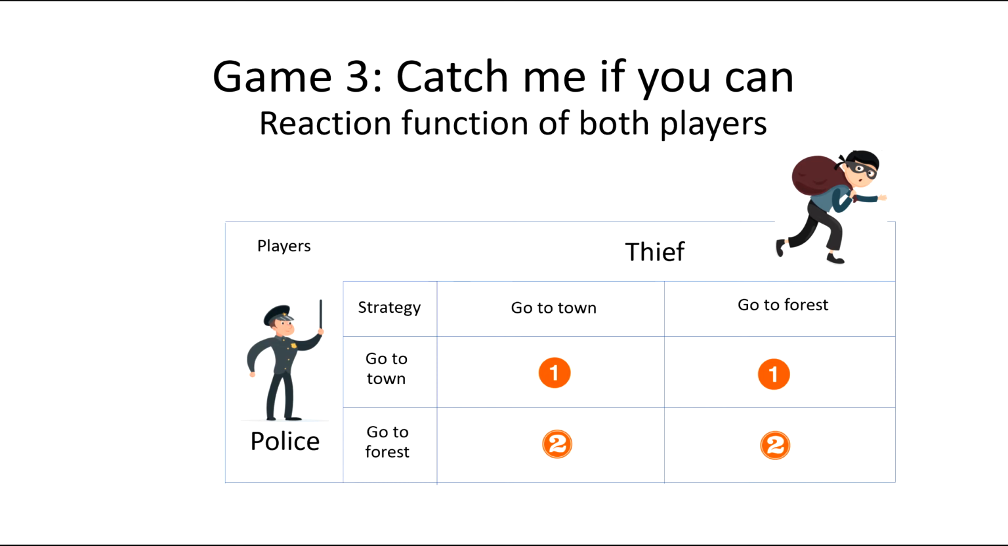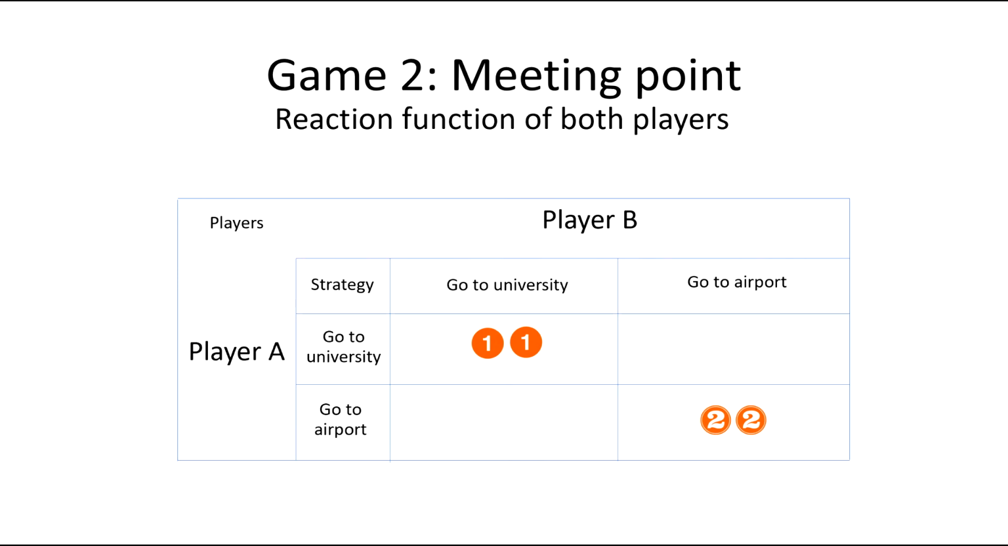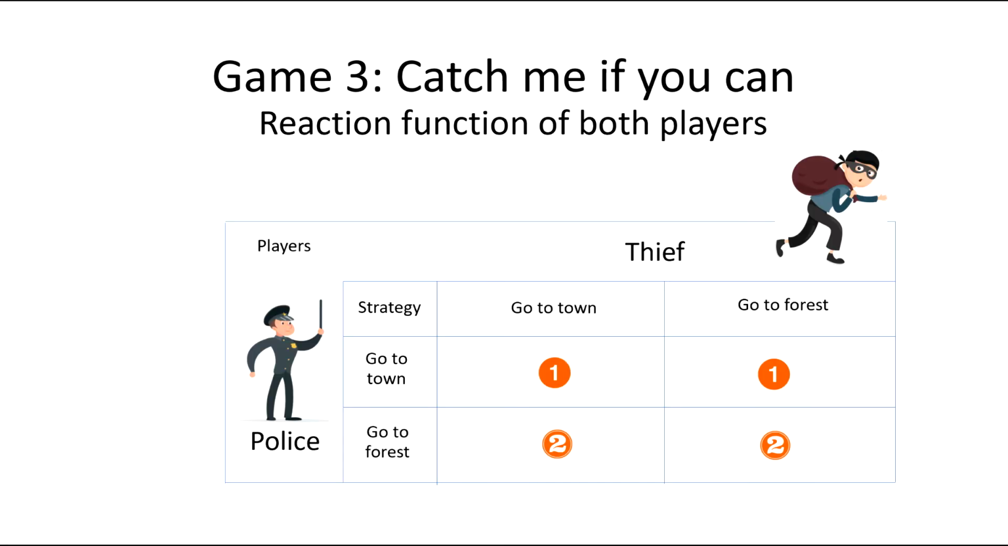In this situation, comparing to game number 2, you see that number 1 stays together in 1 cell and number 2 stays together in 1 cell. But this is not the case of game number 3. You see that they are separate from each other. And there is no pair of the ration function in the same cell. So there is no Nash equilibrium in this game.